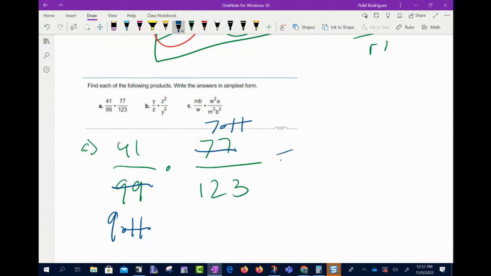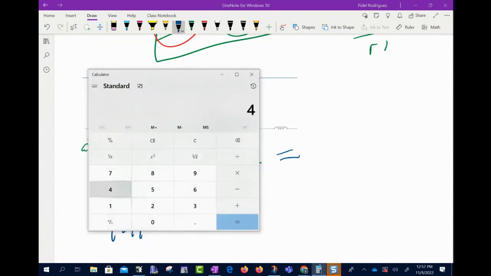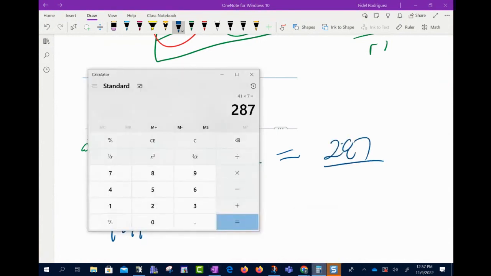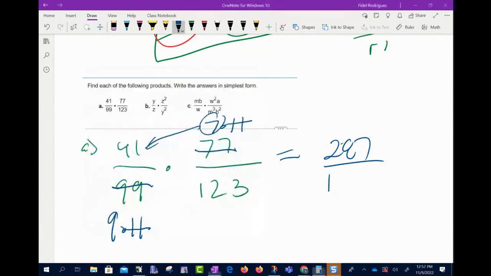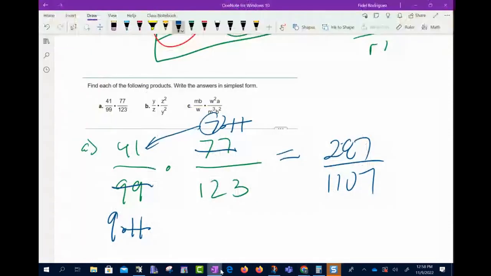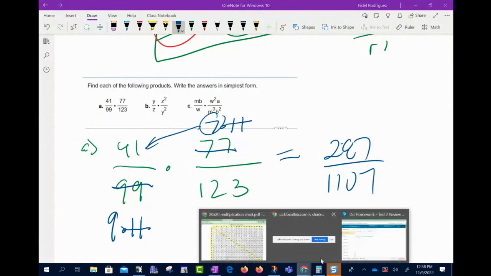So what does that mean I still have? I have a 7 times a 41, so 41 times 7 is 287. And then 9 times 123 is 1107. I'm just going to check one more time, y'all, just to make sure I didn't miss anything. No, it didn't look like it. So that's what my answer should be: 287 over 1107.